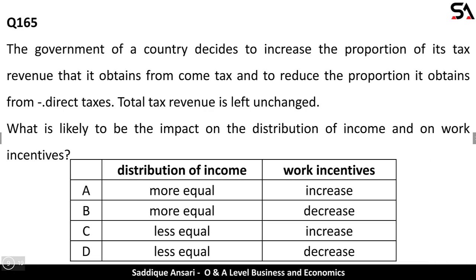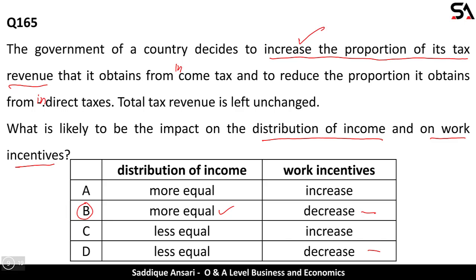The government of a country decides to increase the proportion of its tax revenue that is obtained from income tax, and to reduce the proportion it obtains from indirect tax. Total tax revenue is left unchanged. What is likely to be the impact on the distribution of income and on work incentives? Since the direct tax is increasing, work incentive will decrease. So we are left with these two, B and D. Of course, due to higher tax, income tax is normally progressive, so the rich will pay more tax and the poor will pay less, so there will be more equal distribution of income. Hence this will be the possibility from B and D. So B is the correct answer.